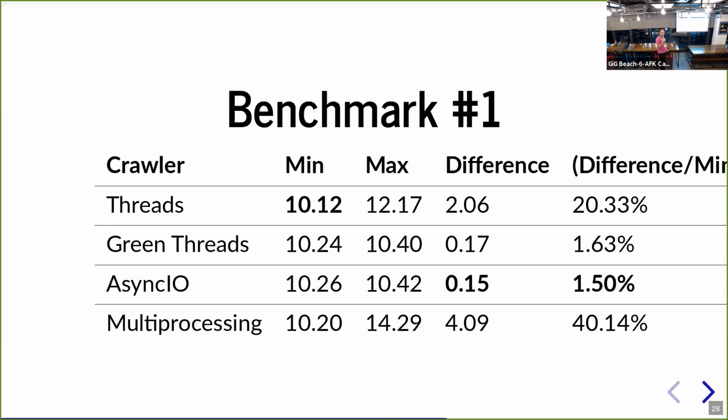Why are they very, very similar? Because this is a very simple example. You only make 21 requests. Okay, you make 21 requests. If you use threads, green threads, async IO, or multiprocessing, it is very, very similar.